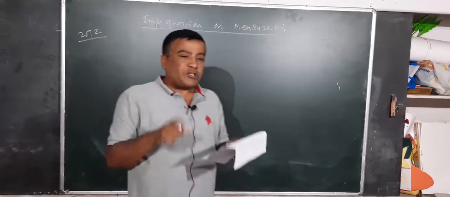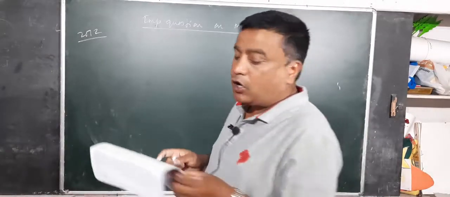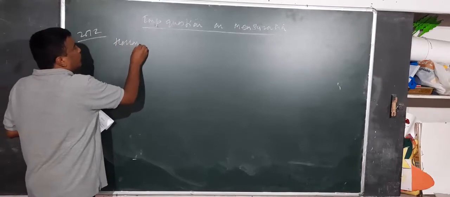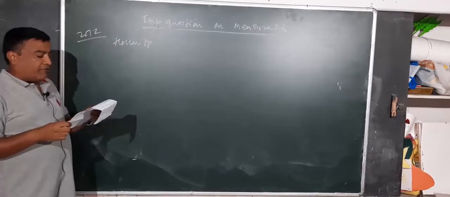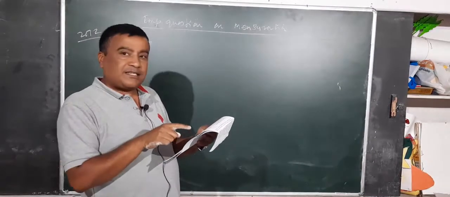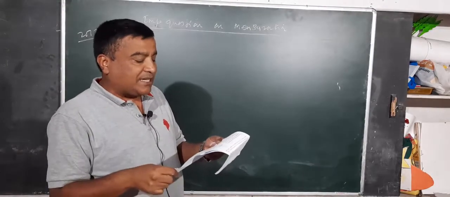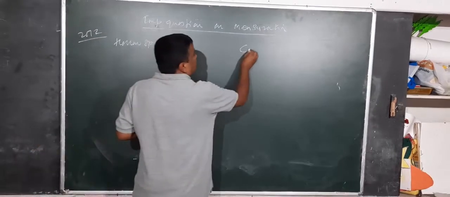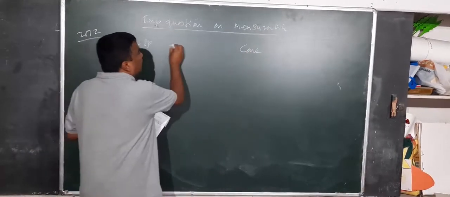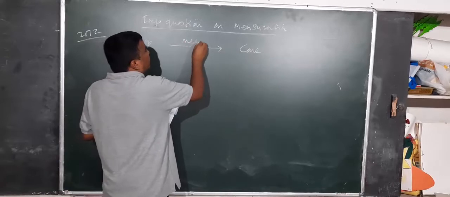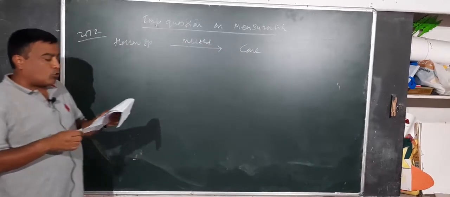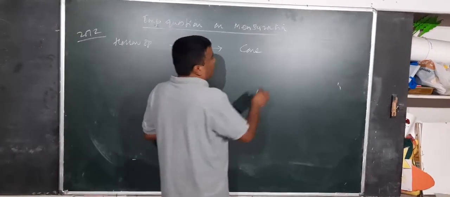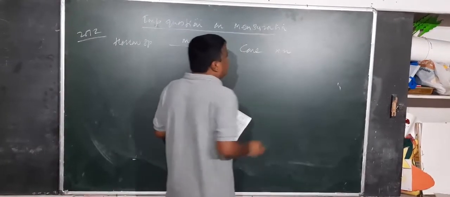A hollow sphere. Here it is not a sphere, a hollow sphere. Hollow sphere of internal and external radius 6 centimeter and 8 centimeter is melted and recast into small cones, okay? Melted and formed into cones of radius 2 centimeter and height 8 centimeter. Find the number of cones. Let the number of cones be x.